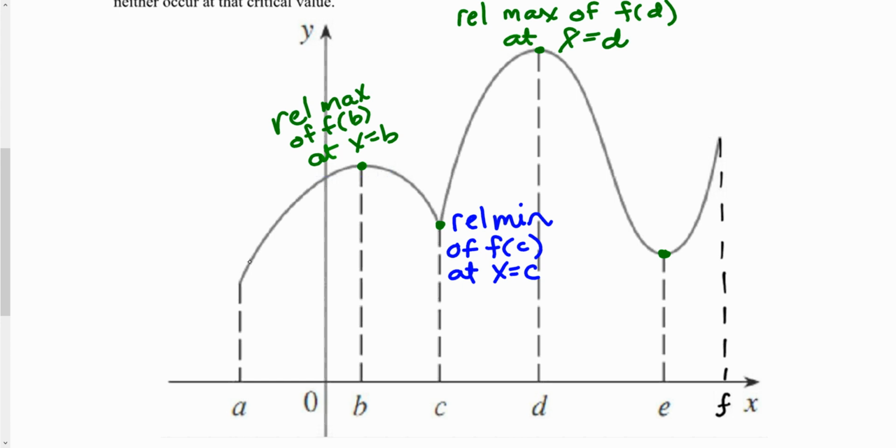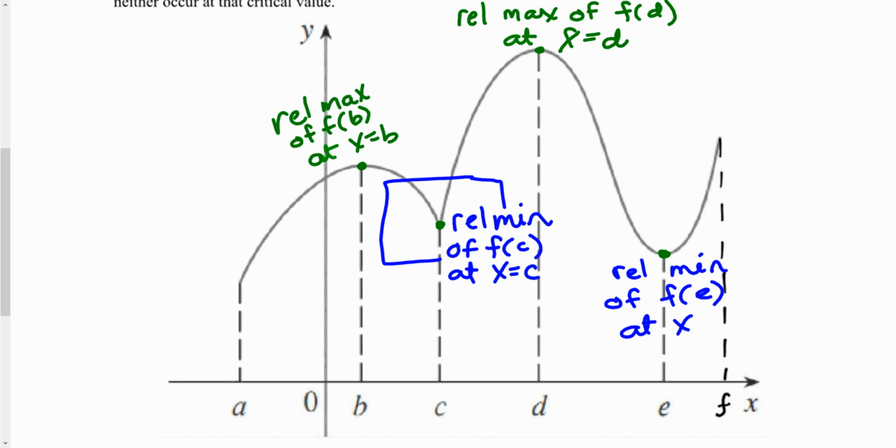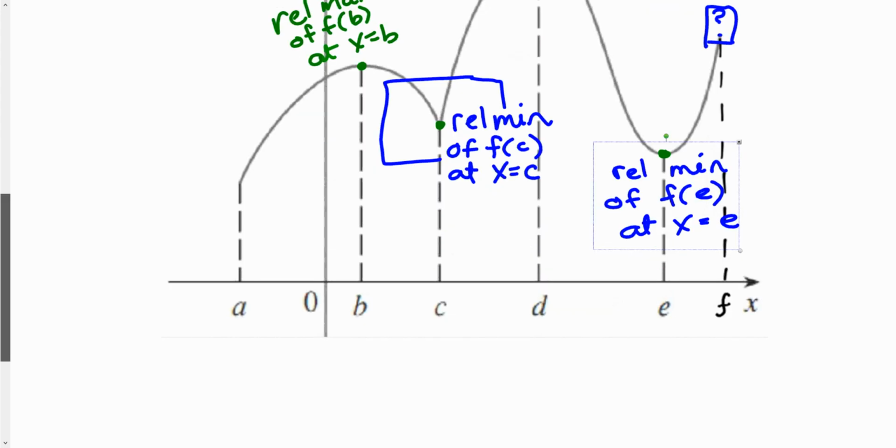It doesn't matter that these are lower. We're zooming in on a specific area and saying, are there any y values lower than that? And in this case, there aren't. So then here we'd have a relative minimum value of f of e at x equals e. Now, can we say that there is a relative max here? Absolutely not. It cannot occur at the endpoints.